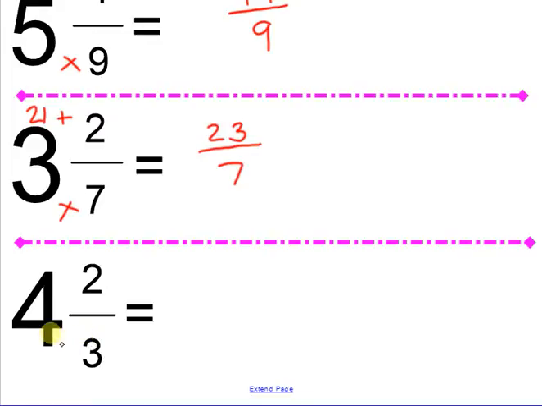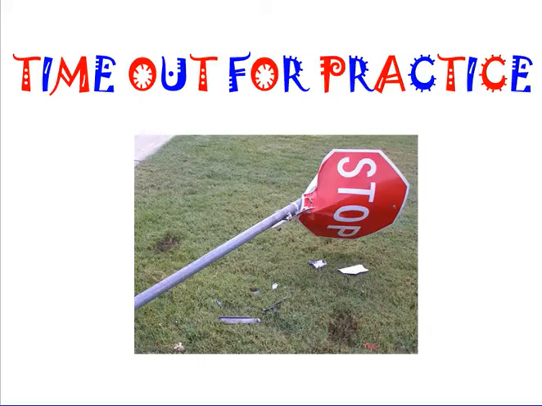Okay, now here I have 4 and 2/3. So I'm going to do my multiplication sign. 3 times 4 is 12. Now I'm going to do a plus sign. 12 plus 2 is 14. Fraction bar, 3 at the bottom. That's my final answer.